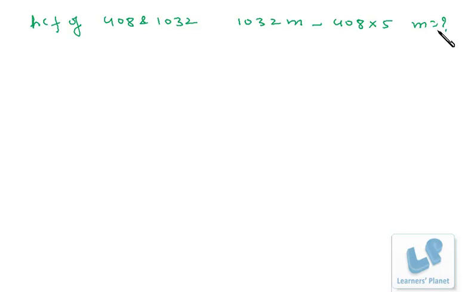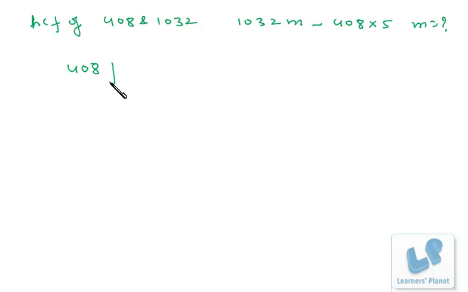Similarly, we take one more question of this type. HCF of 408 and 1032 is expressed in the form of 1032m minus 408 into 5, right? And we have to calculate the value of m. Okay, now the procedure will remain same. First of all, we have to find out the HCF of these two data, and we have to put the value of this expression as that HCF, right? So let's calculate the HCF.